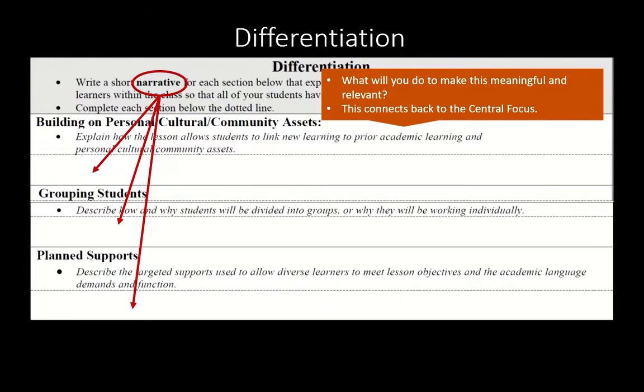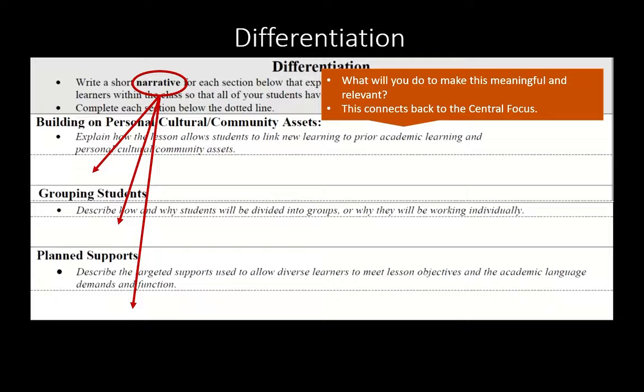This first section, building on personal, community, cultural assets, might seem an odd thing for differentiation. But what this is really about is making the lesson meaningful and relevant. Otherwise, the only reason to do it is because you told them to do it for the grade. As much as we can, we want to tap into intrinsic motivation and not rely on extrinsic motivators. So think deeply about how this lesson is authentic.